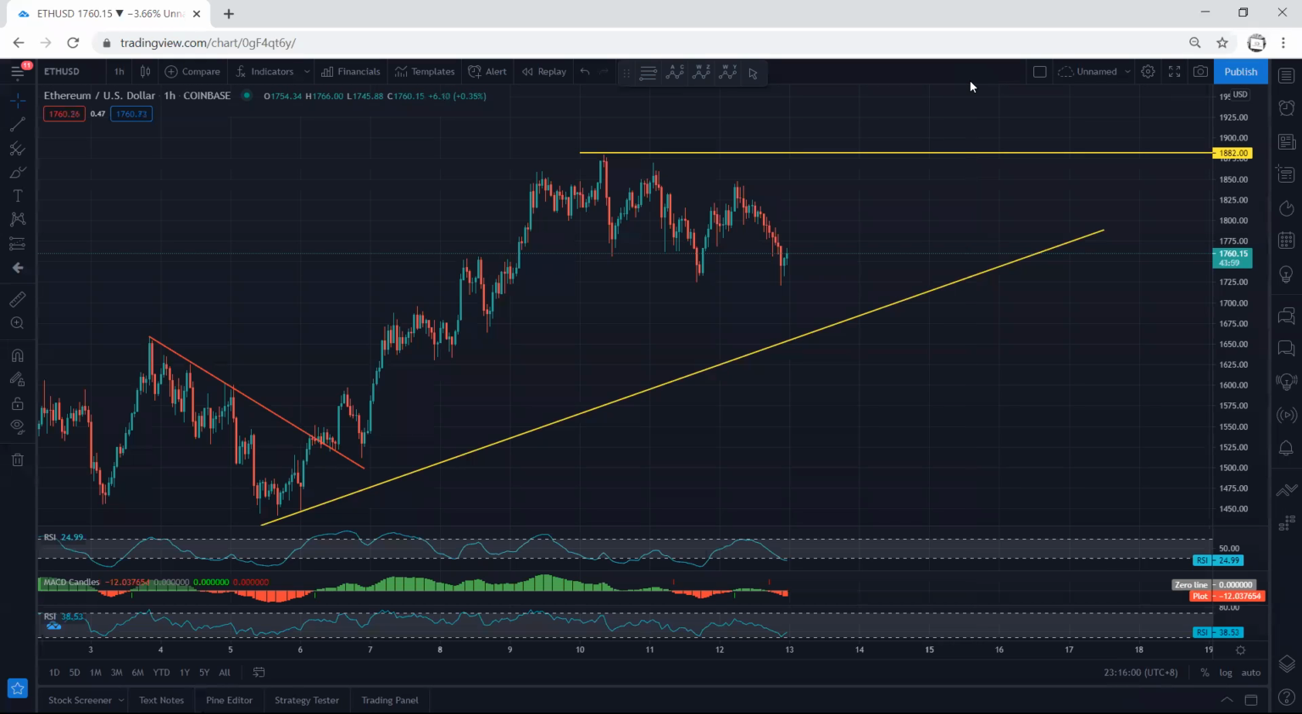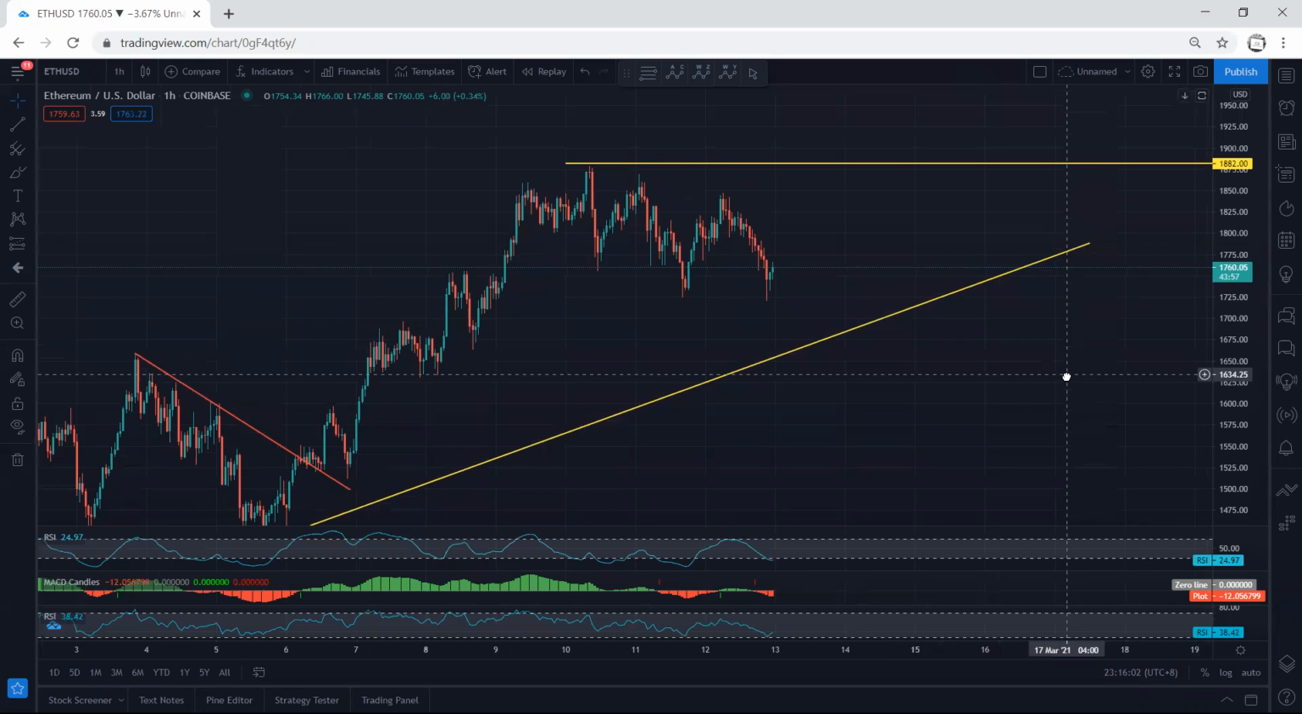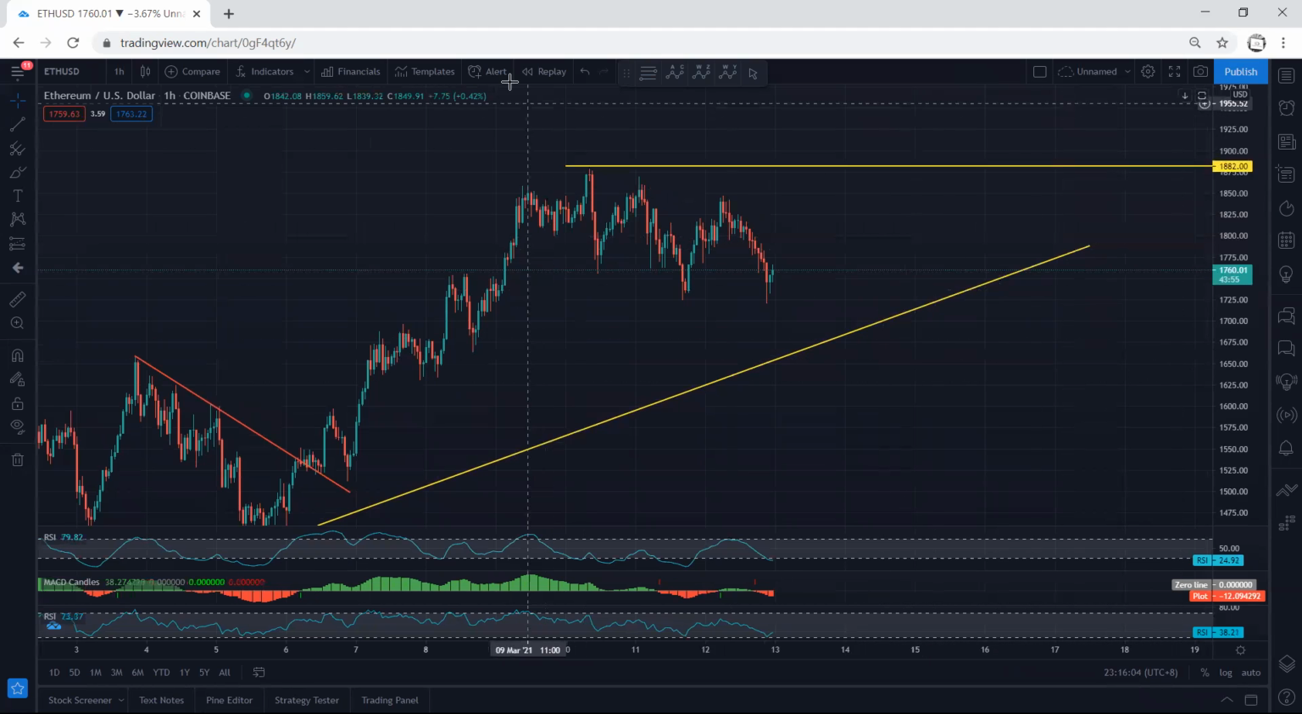ETH, we start with the 1 hour chart. First, if we refer to our analysis in my last video, the price was here, and we mentioned we can look for the down move, and this is what we get. I don't know whether anyone sold from here or not.